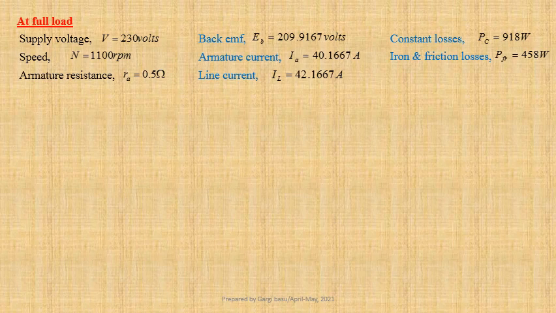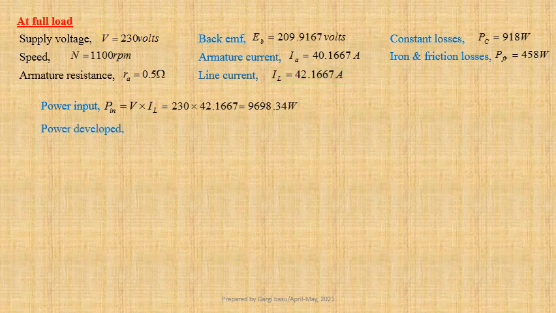Let us now calculate power input. Pin equals V into IL. Using values, we get 230 into 42.1667. That gives us 9698.34 watts. Power developed PD equals EB into IA. That is equal to 209.9167 into 40.1667. That gives us 8431.66 watts.